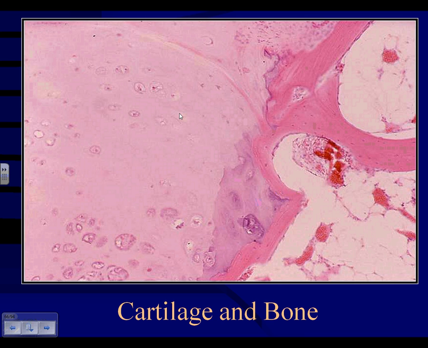Cartilage and bone. Cartilage has this very lavender appearance. Bone is much more pink or orange. When we stain it, this is an H&E, but also like with a PAP stain, for instance.